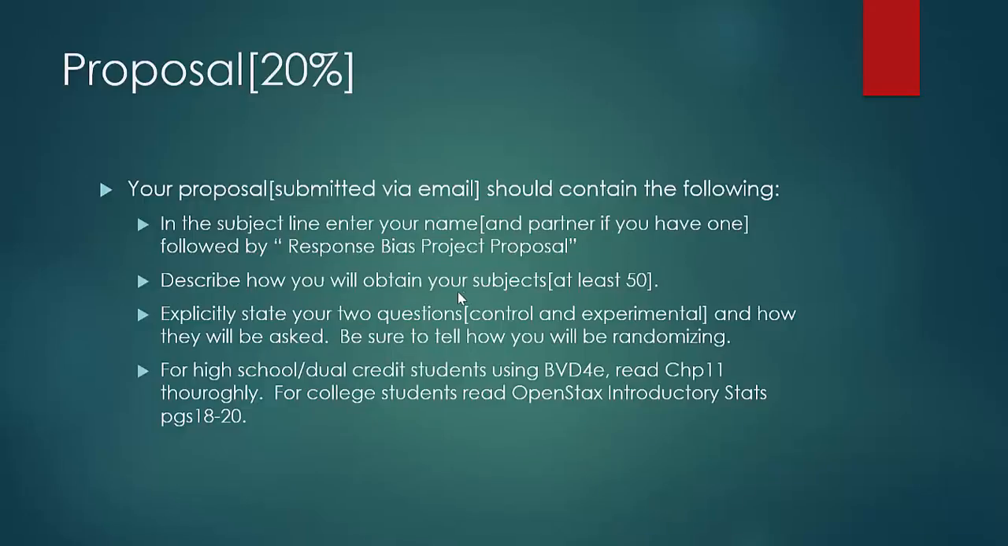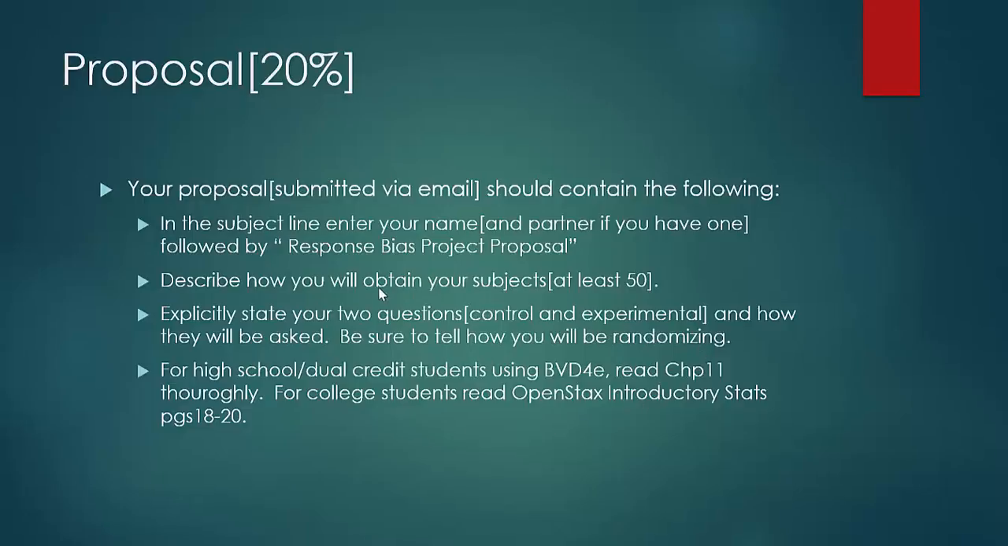Describe how you're going to obtain your subjects. I'm going to go to the lunchroom and do this, or I'm going to go to Walmart and do this. Explicitly state your 2 questions, your control and experimental question, and how they will be asked. Be sure to tell how you'll be randomizing. We need to use impersonal chance in there some way.